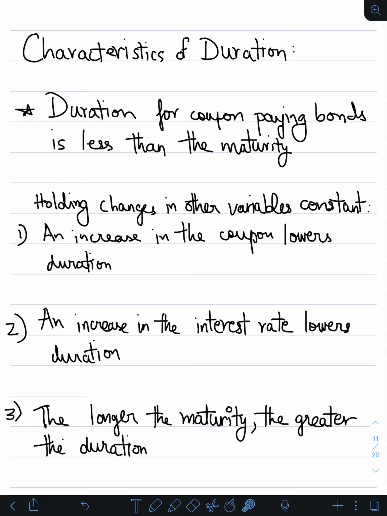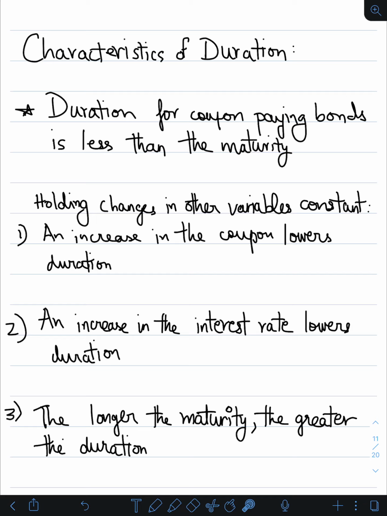However, for a coupon paying bond, the duration is less than the maturity. So let's say it was the same situation, that bond had a 4 year maturity, but now it pays a coupon of 5% twice a year. That bond would have a duration less than that 4 year period, or 5 year period, or whatever the maturity was.